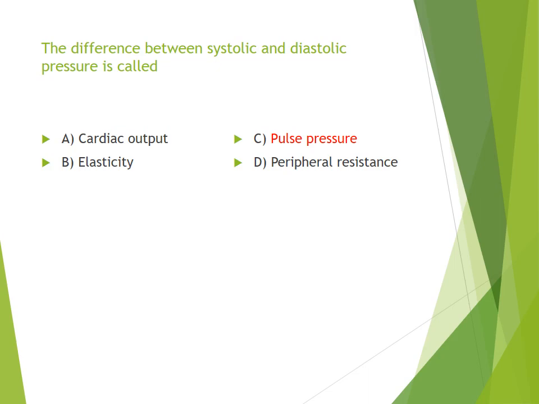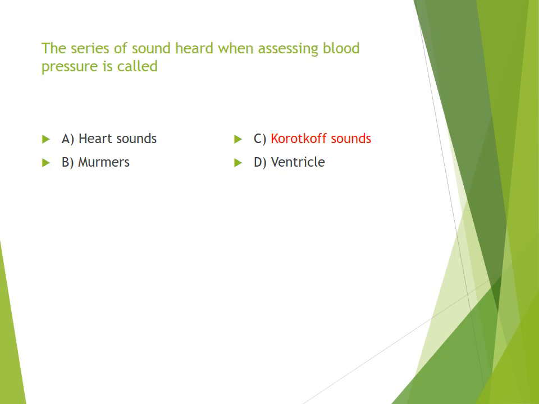Next question. The difference between systolic and diastolic pressure is called options A. Cardiac output, B. Elasticity, and C. Pulse pressure, D. Peripheral resistance. Right answer is pulse pressure. Next question. The series of sounds heard when assessing blood pressure is called A. Heart sounds, B. Murmurs, and C. Korotkoff sounds and D. Ventricle. Right answer is Korotkoff sounds.